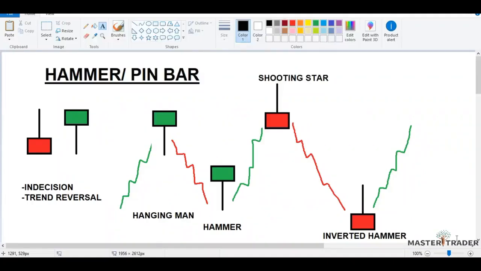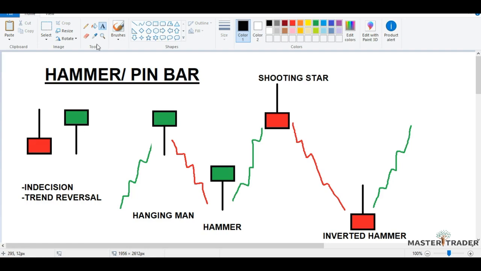So the second candlestick pattern that we're going to be discussing is called the hammer. Another name for this is pin bar. You may have heard of this or not. The name doesn't matter, guys, as long as you know what the pattern means and how to use it. So a hammer will generally look like this. By definition, 1/3 of it is the body, and two thirds is the wick or the shadow.